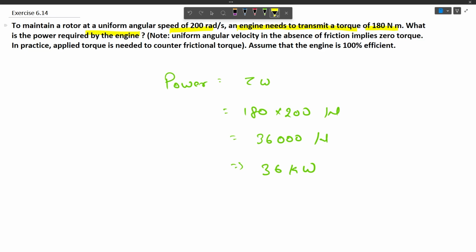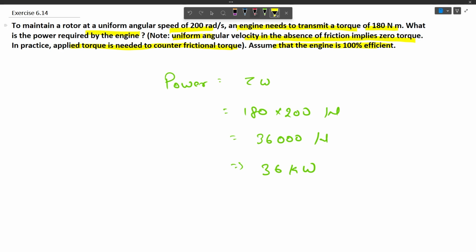So we also need to assume that the engine is operating at 100% efficiency, and non-uniform angular velocity in the absence of friction implies zero torque. In practice, applied torque is needed to counter the frictional torque. So there is a motor running at a uniform angular speed of 200 radians per second.